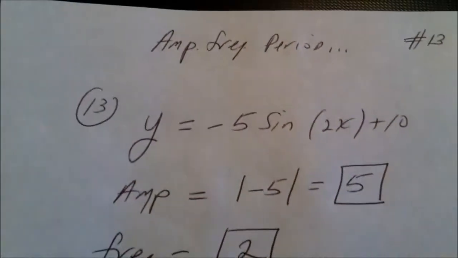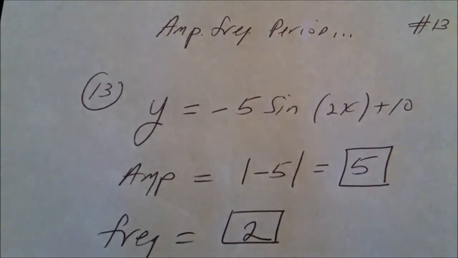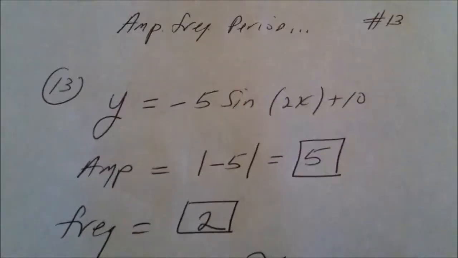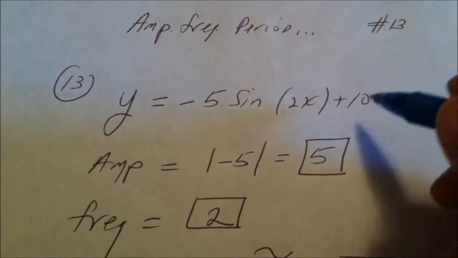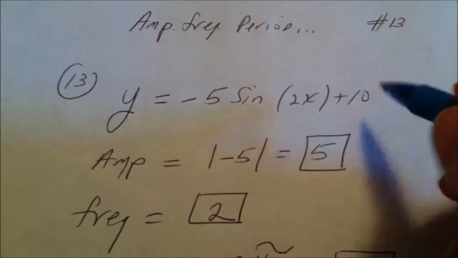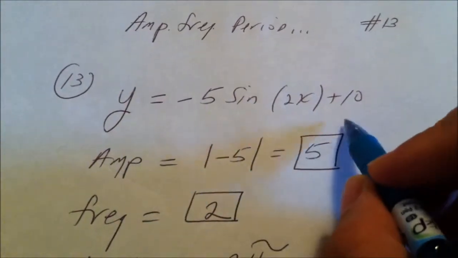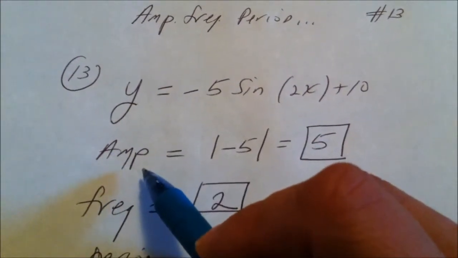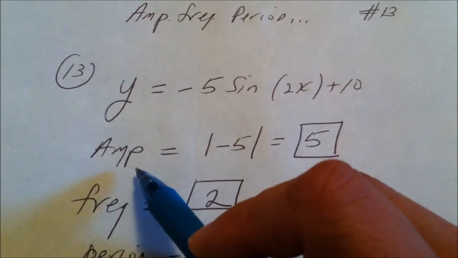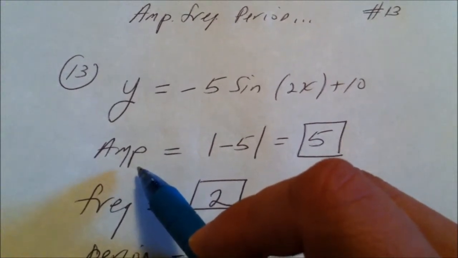Number 13 is all about amplitude, frequency, and period. And given an equation, because given a graph or something like that, we could have done this a little bit differently. But the equation ones seem to be a little bit easier to do. Amplitude, by definition, is the distance from the maximum or minimum to the midline of the curve.